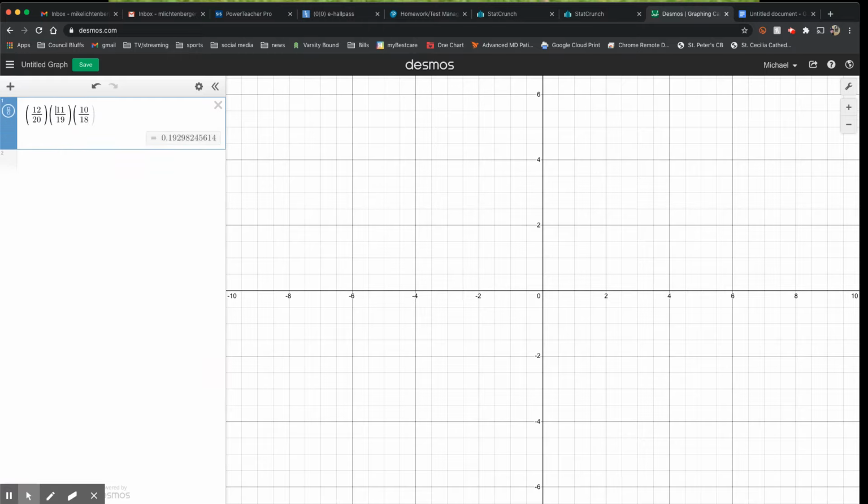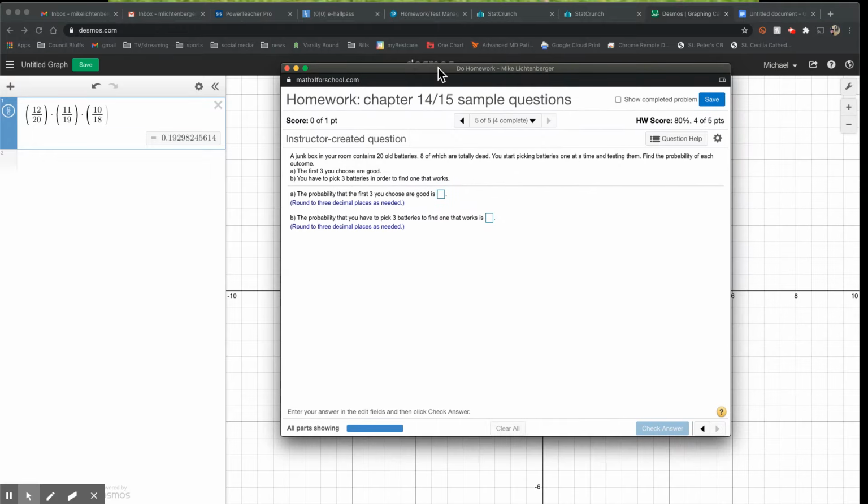And the way we find the answer is by multiplying these three fractions together, and it gives you the answer. So the probability that the first three you choose are good is this one. It says to round to 3, so that's going to be 0.193.